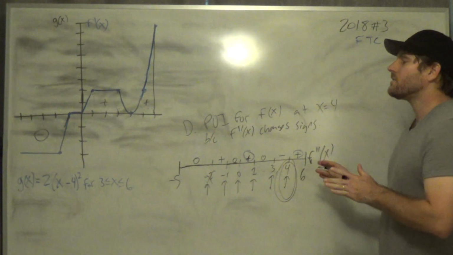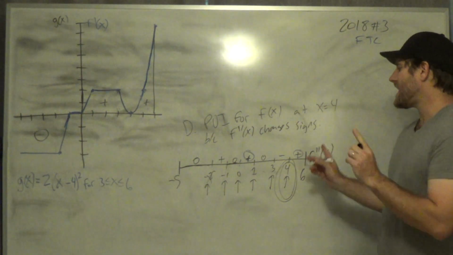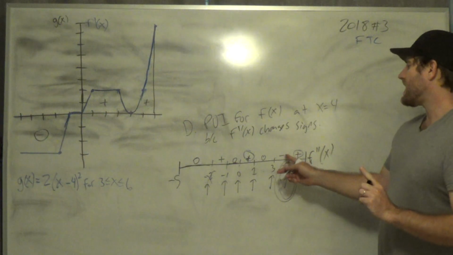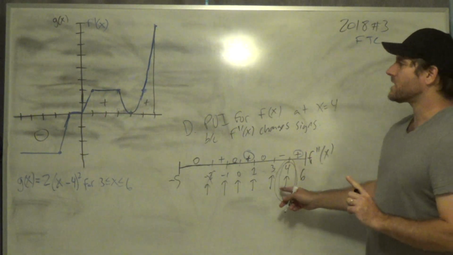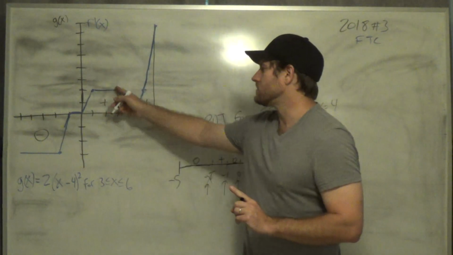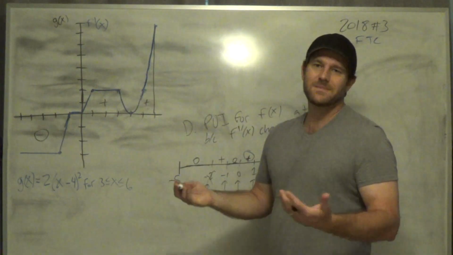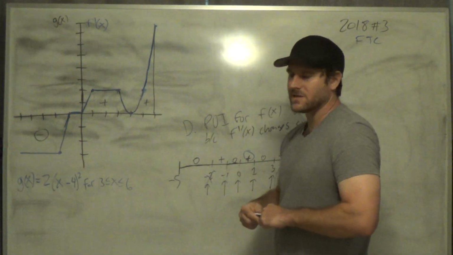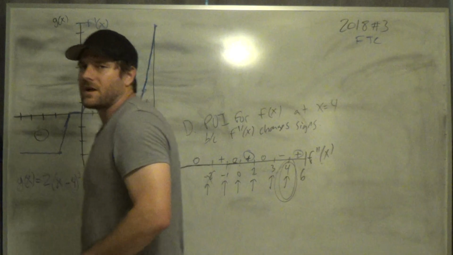If you don't want to label your sign charts, then you could say instead that 4 is a point of inflection because it's where f prime x went from decreasing to increasing. That's the only other way to get around it if you don't want to make a sign chart. All right, that's the end of that question.